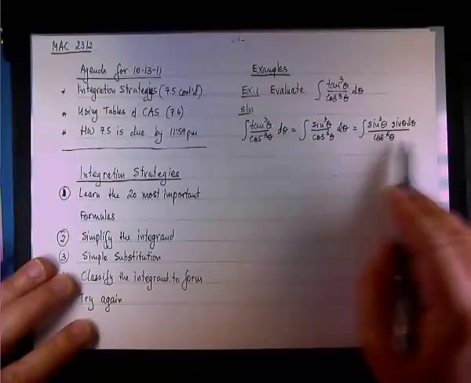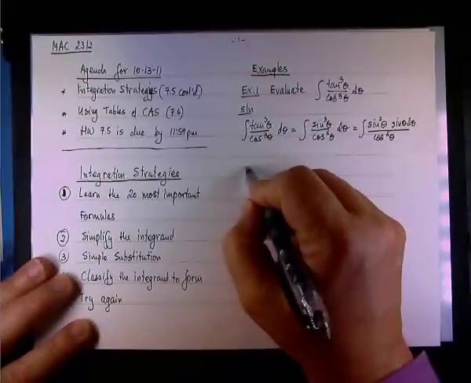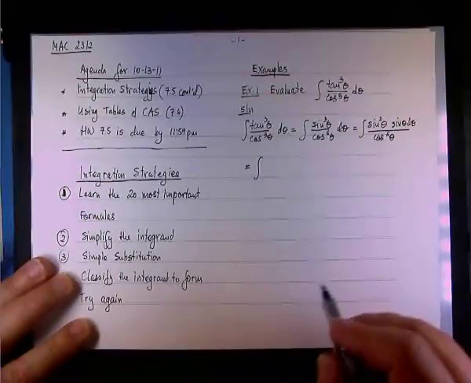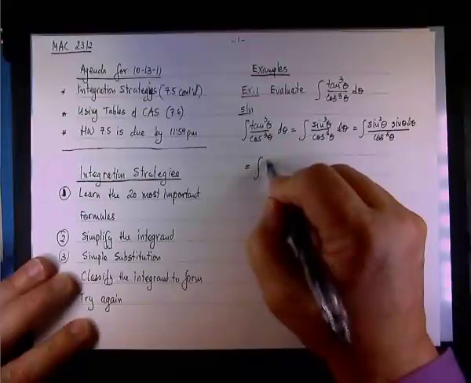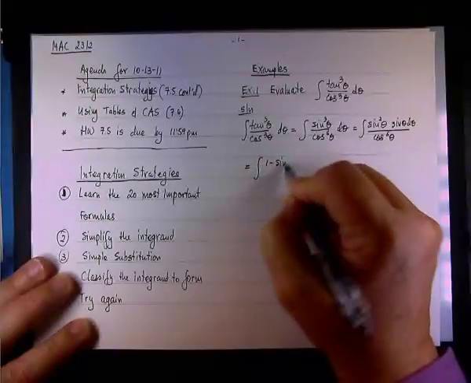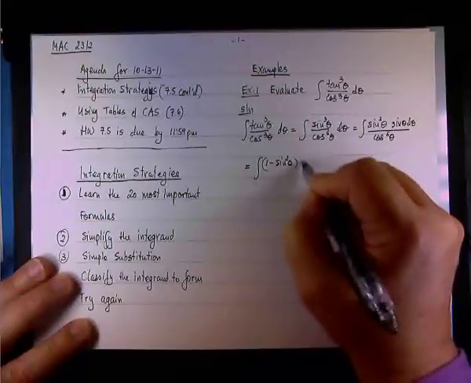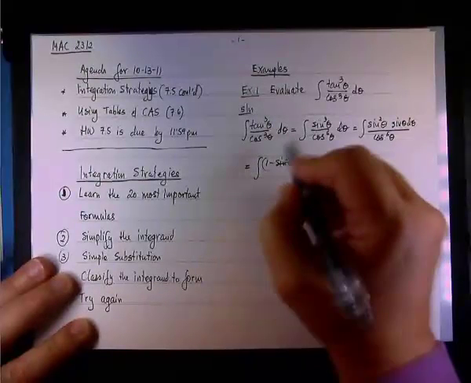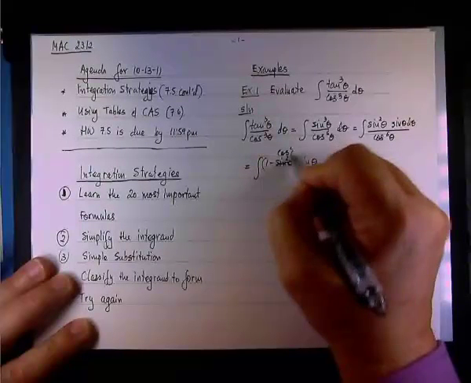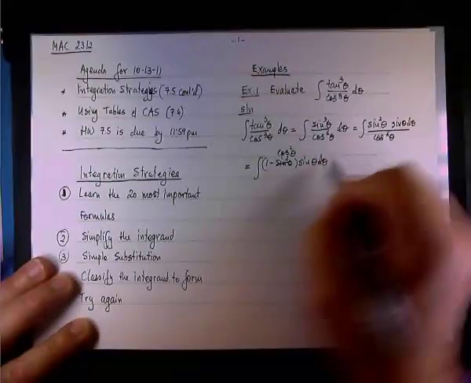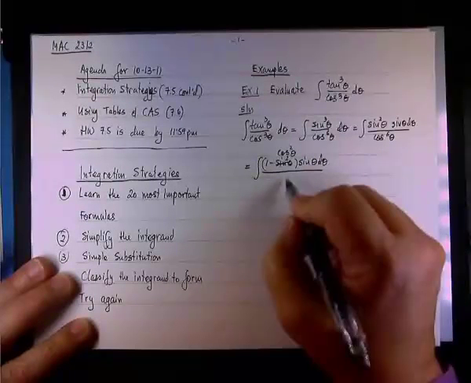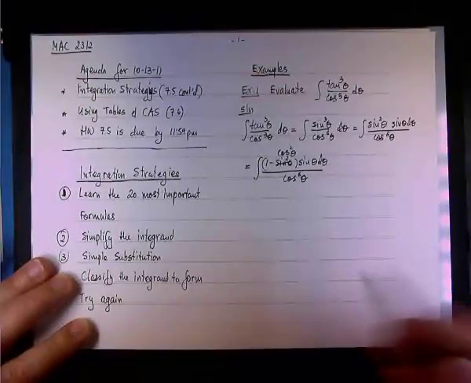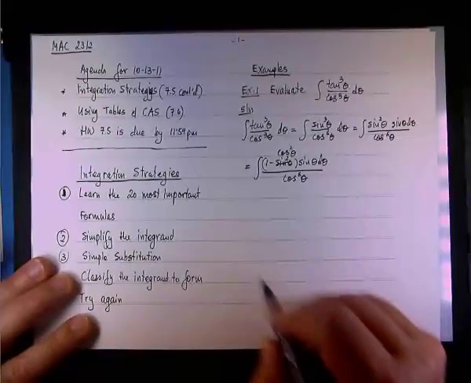And now all we need to do is replace the sine squared with 1 minus cosine squared, and we get the substitution as the derivative of the cosine is sine theta. So let's see, this would be 1 minus sine squared of theta times sine theta. I'm sorry, this will be 1 minus cosine squared. We want the cosine here, like so, over cosine to the 6.